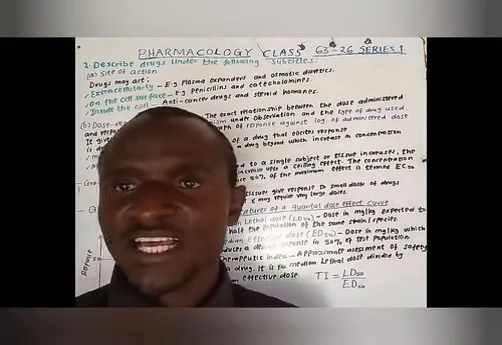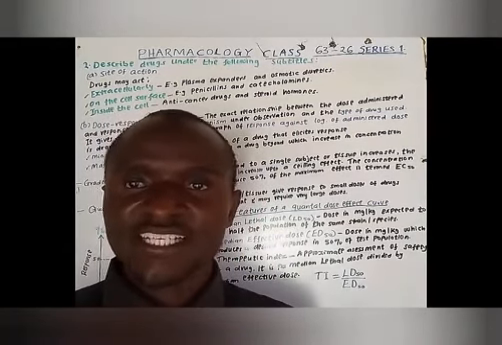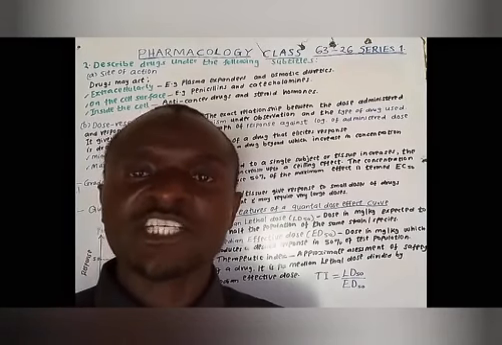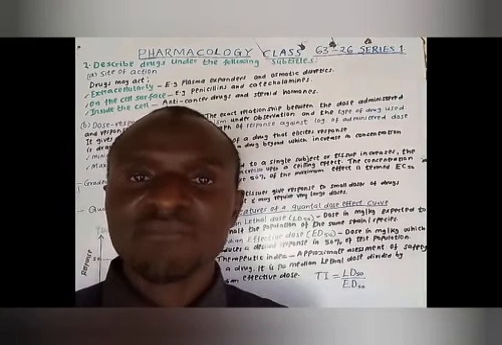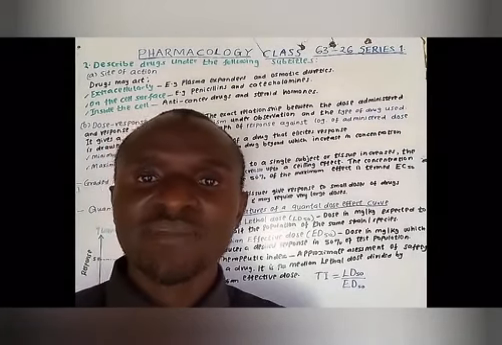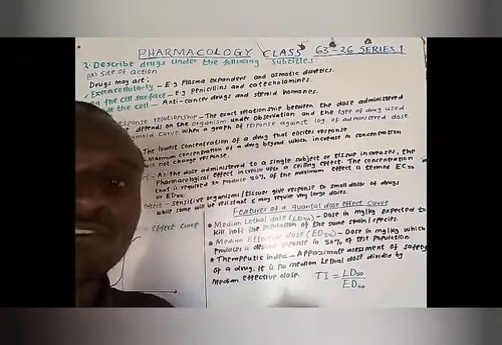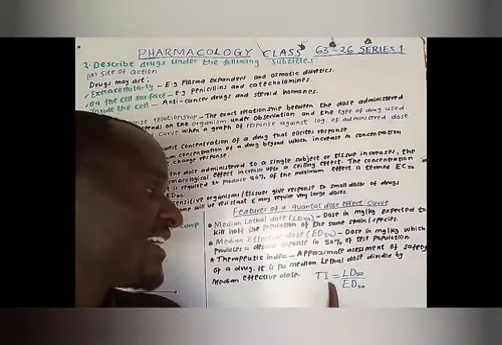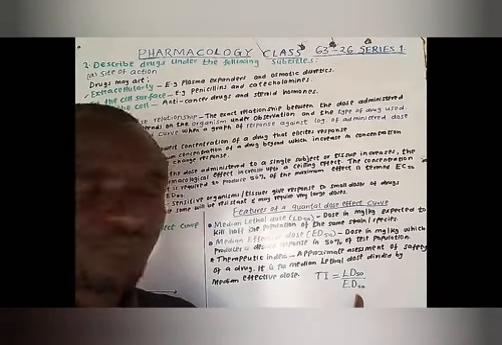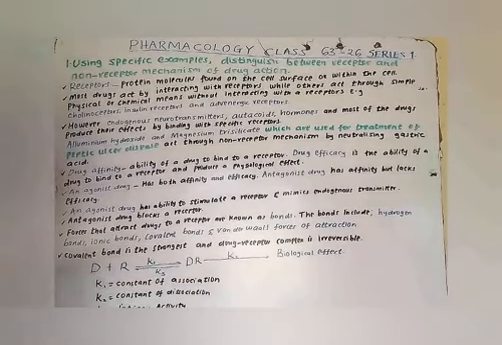So what is a therapeutic index? Therapeutic index refers to the approximate assessment of the safety of a drug. It is the median lethal dose divided by median effective dose. So I have given out a formula that therapeutic index is equal to LD50 over ED50. 50 means 50% or median. So we go through our notes.